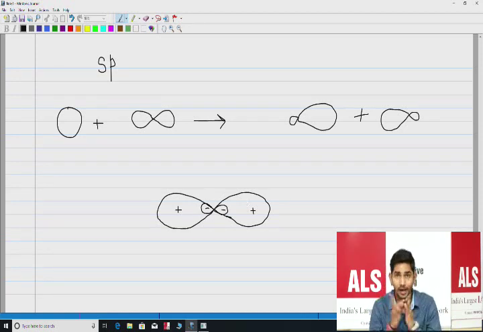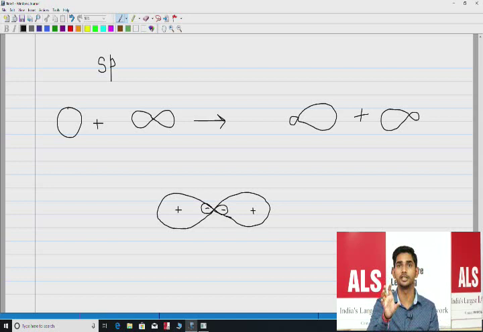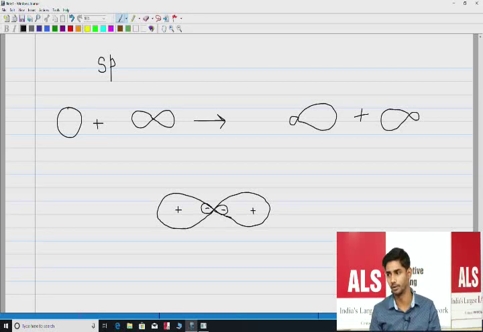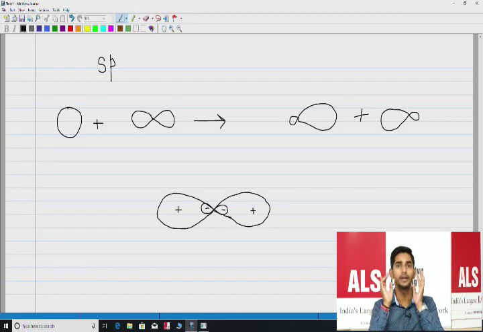Remember, other than the hybrid orbitals, we will always use the normal orbitals. Like S has a spherical shape, so I'll use a sphere. P orbital has a dumbbell shape, that's why I'll use a dumbbell over there. D has a double dumbbell, that's why I'll use a double dumbbell over there. Okay, means the lobes were equivalent over there, but here the lobes are not equivalent.